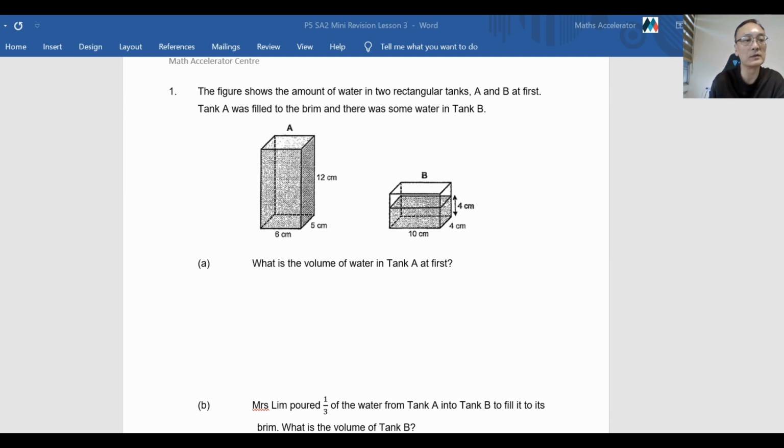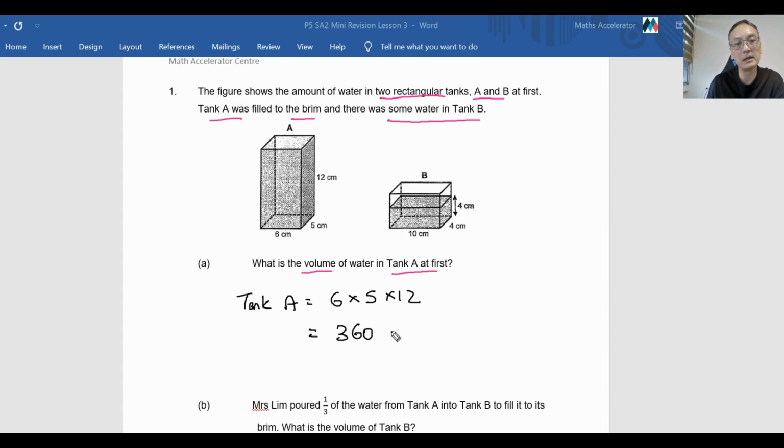Let's underline some of the keywords in the question. We have two rectangular tanks, A and B. A is filled to the brim, and there's some water in B. First part, we need to find out the volume of water in tank A at first. As we mentioned, to find the volume of tank A, we simply multiply the length with the breadth and the height, and we will arrive at 360 cm cubed.